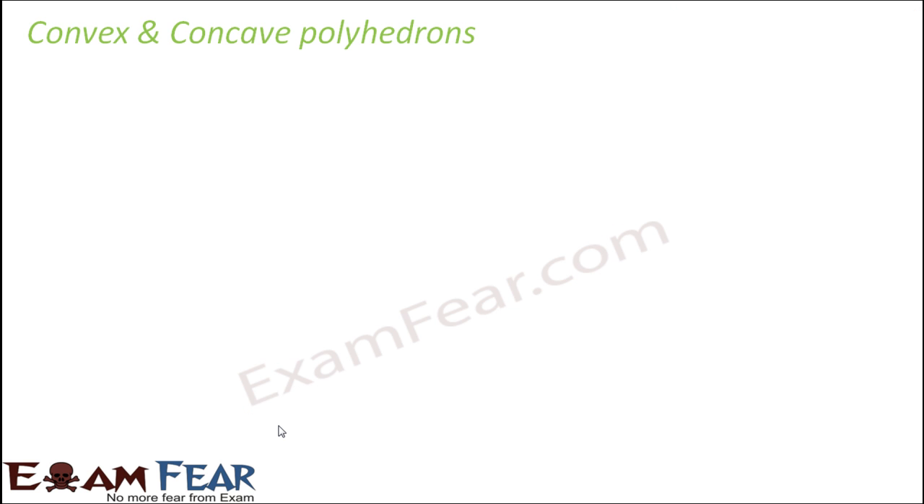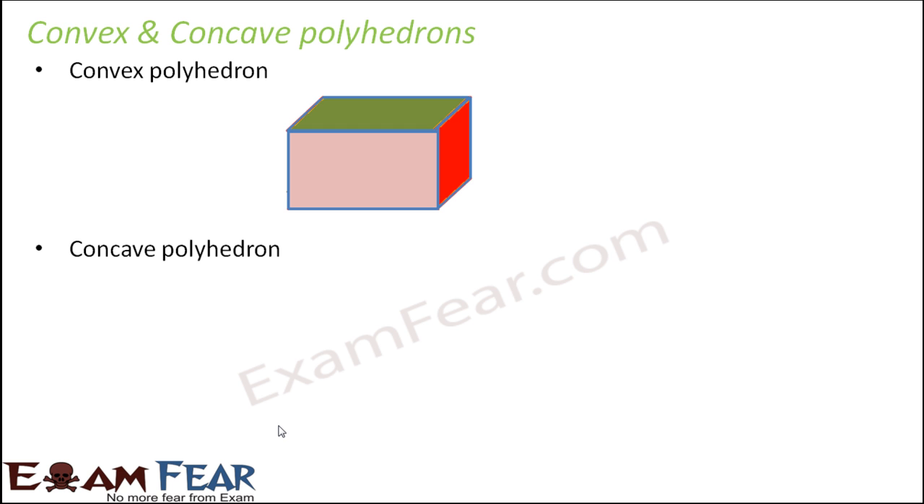Based on this, how do we define convex and concave polyhedrons? A convex polyhedron or a concave polyhedron is made up of convex and concave polygons respectively. For example, a cuboid is made up of polygons which are rectangles. Rectangles are convex polygons, therefore the cuboid is a convex polyhedron. Similarly, a triangular pyramid is made up of triangles. Triangles are convex polygons, therefore the triangular pyramid is a convex polyhedron.